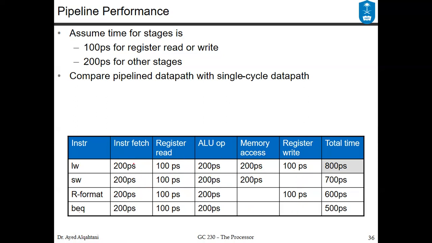So now we can calculate. Everything that is register read or register write is 100 picosecond. Anything else is 200 picosecond, and you sum the time. The load will take 800 picosecond, and the store 700, R 600, and the branch equal 500 picosecond. And you can see that the critical time, or the instruction that takes most of the time, is the load instruction with 800 picosecond for the 5 different stages.